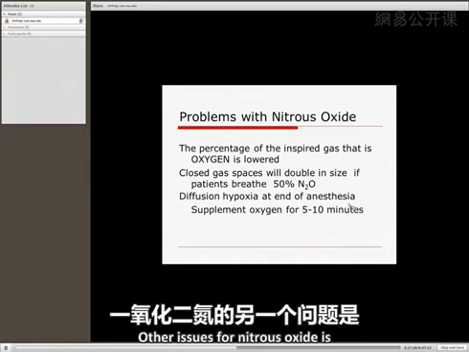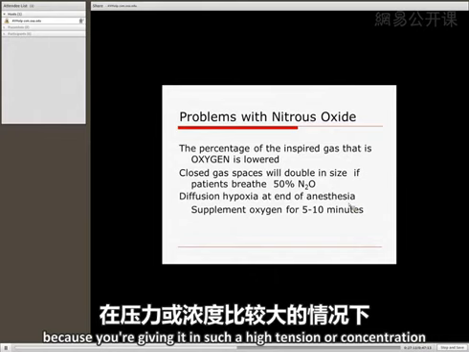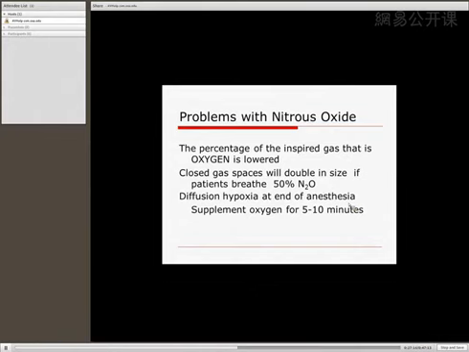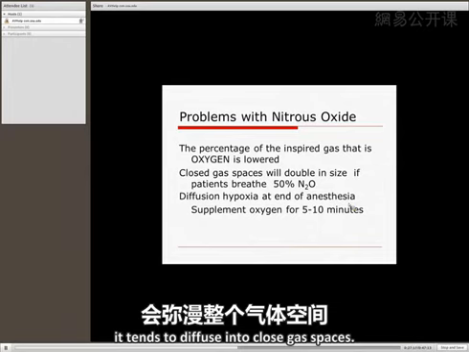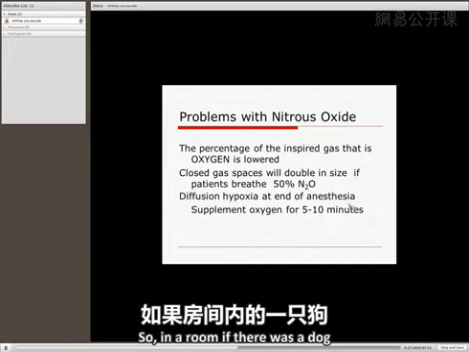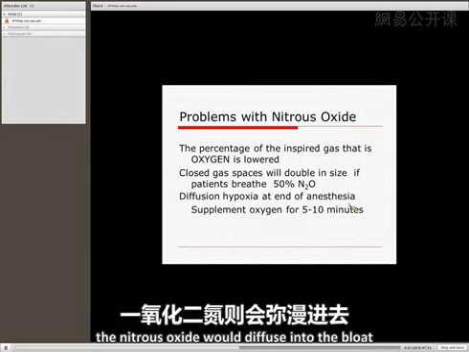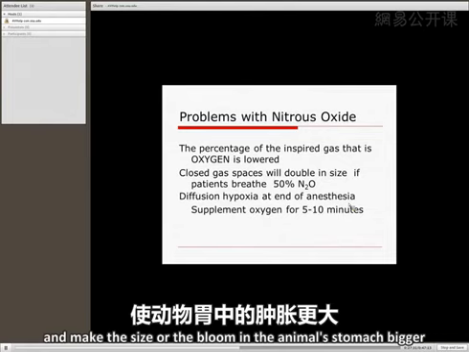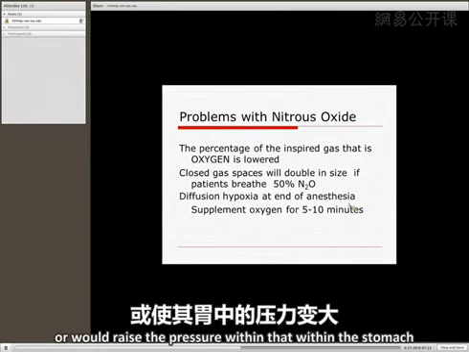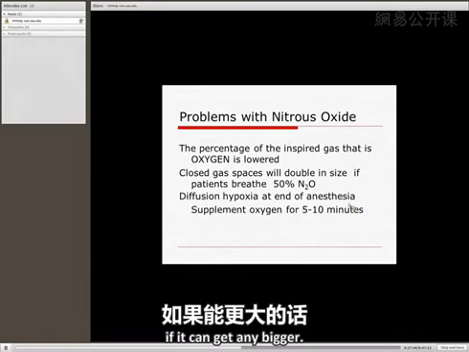Other issues for nitrous oxide is because you're giving it in such a high tension or concentration, it tends to diffuse into closed gas spaces. So in a cow, that'd be a ruminant, or a rumen rather. If it was a dog that had gastric dilatation and bloat, the nitrous oxide would diffuse into the bloat and make the size of the balloon in the animal's stomach bigger, or it would raise the pressure within the stomach if it couldn't get any bigger.